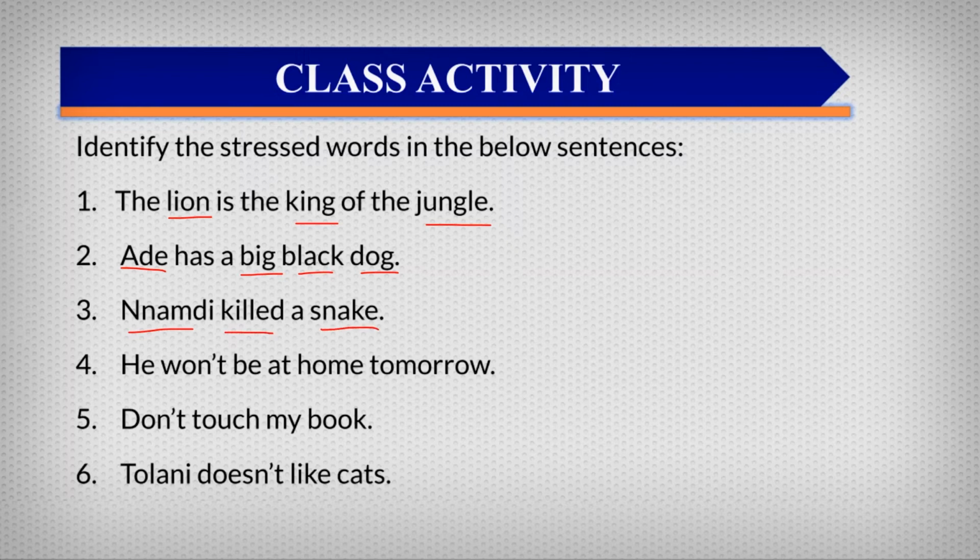Sentence 4. He won't be at home tomorrow. The stress falls on won't, home, and tomorrow. Sentence 5. Don't touch my book. The stress falls on don't, touch, and book.